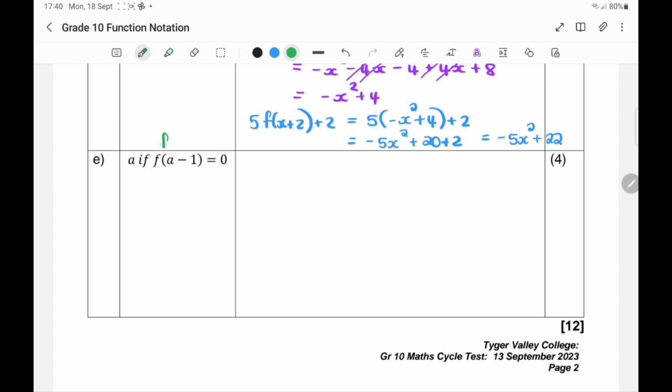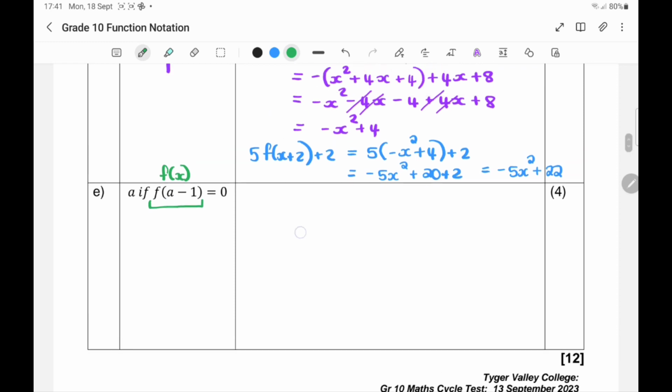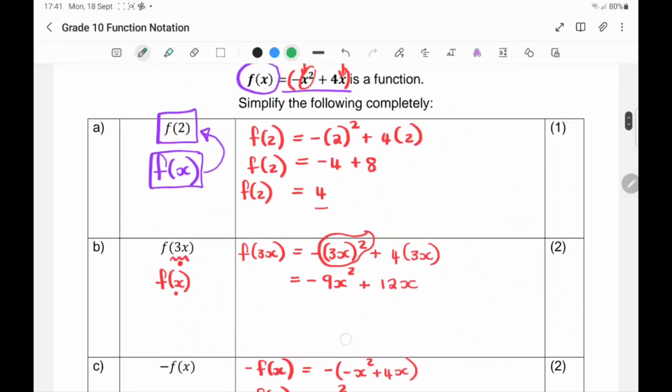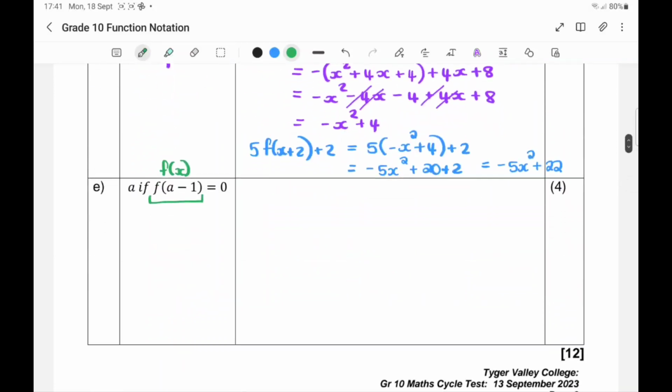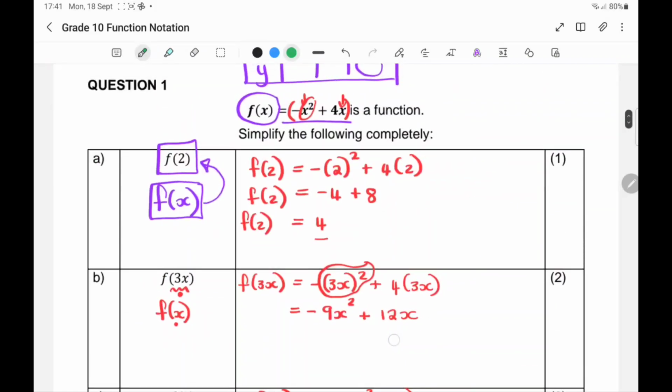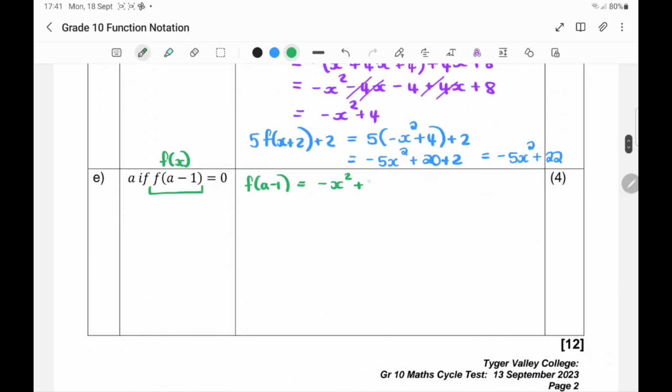So let's look at the function. How did it change from f of x to being f of A minus 1? So what do I need to replace the x with? A minus 1. So let's do that. So f of A minus 1 would be negative x squared plus 4x, sorry. And then everywhere where you see an x, it must change into A minus 1.